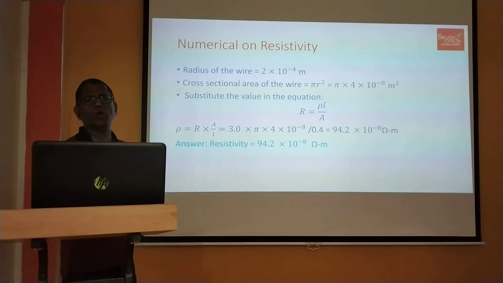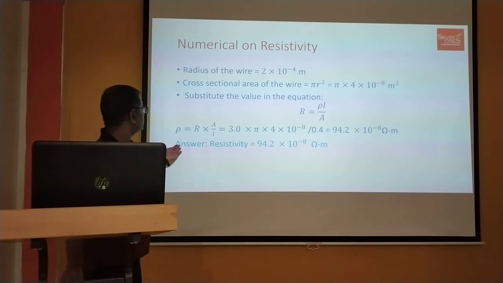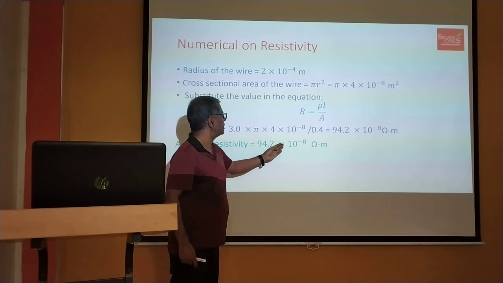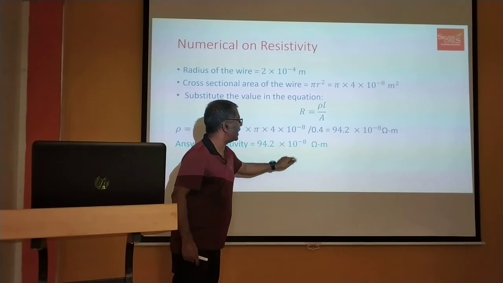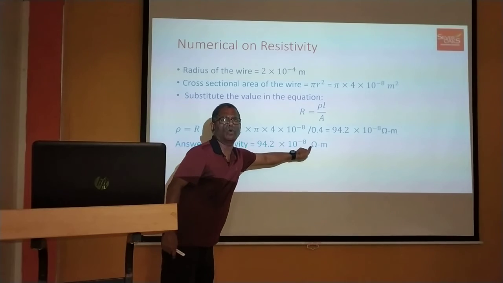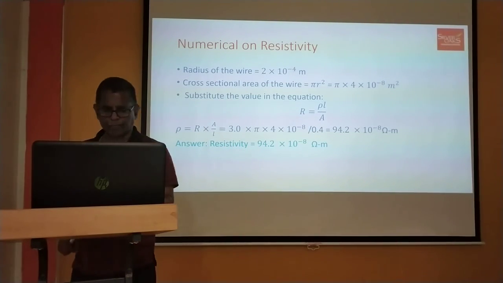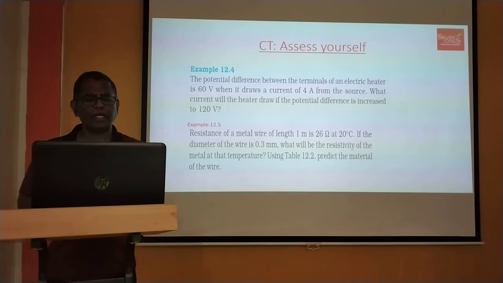The actual value is 1.0. So there is hardly any difference between 1 and 0.94, with whatever experimental error. So the answer is resistivity equal to 94.2 into 10 to the power minus 8 ohm meter, ohm dash meter. You have to remember the unit of resistivity. With that we have finished.